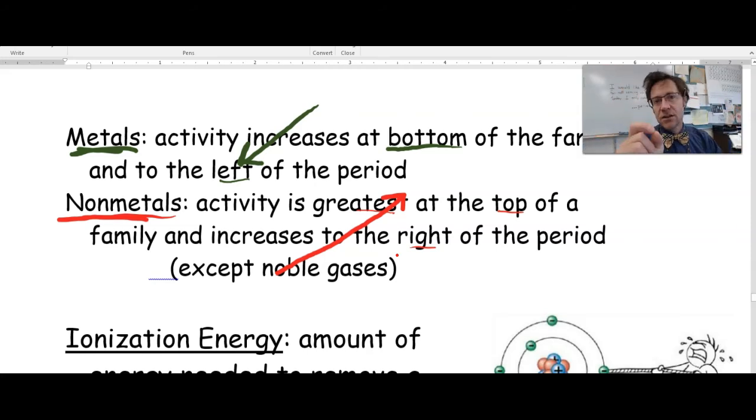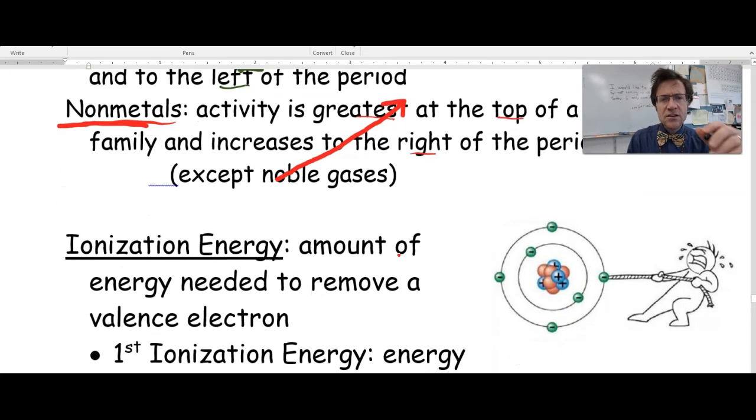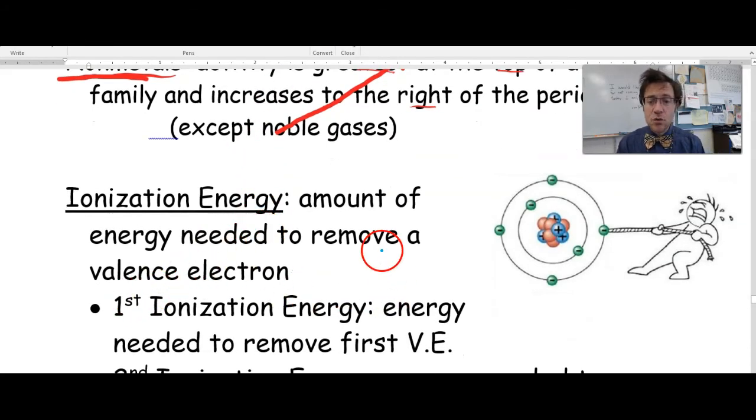All right, now the next thing that we're going to talk about. So we have radius, we have electronegativity, and now this next thing is ionization energy. Ionization energy is very much related to electronegativity, but it's sort of different. Electronegativity measures how strong an atom pulls electrons in as compared to other atoms. Like when it bumps into another atom, how strong can it do a tug of war for the electrons? Now ionization energy, on the other hand, is just a wee bit different. Ionization energy is the amount of energy needed to remove a valence electron.